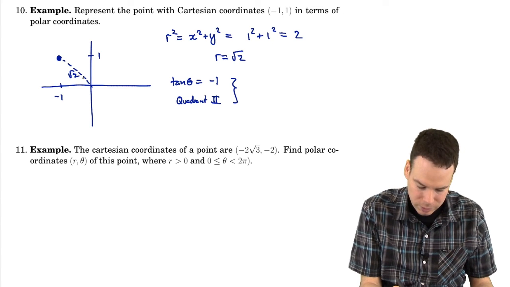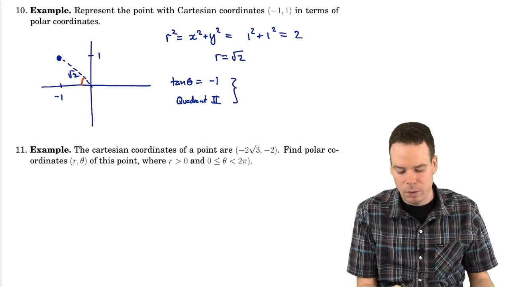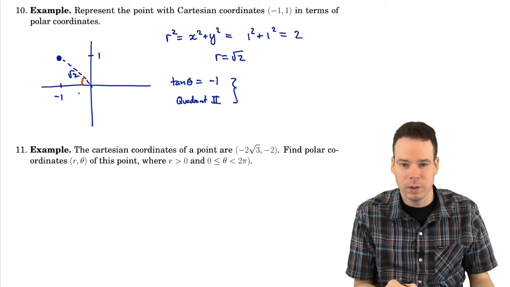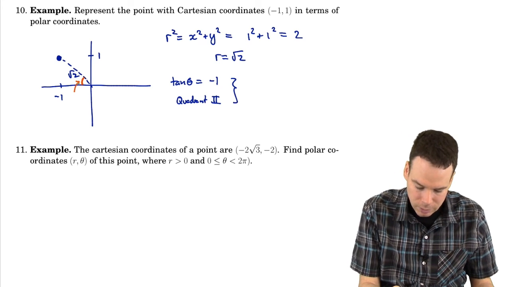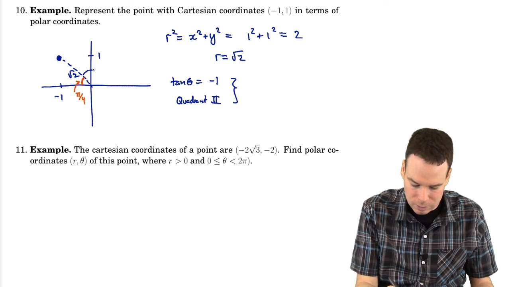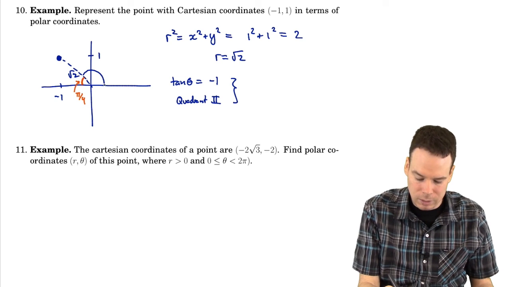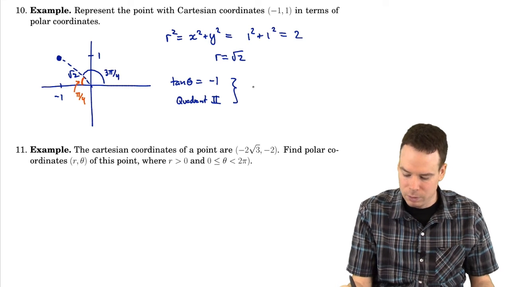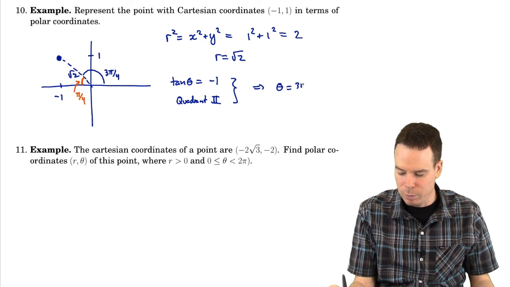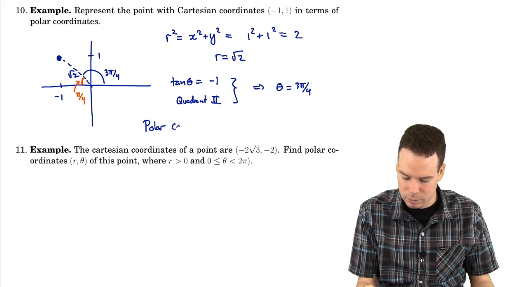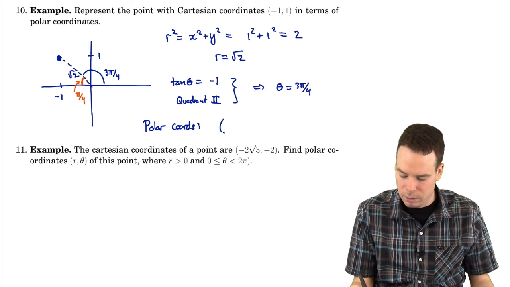Well, typically I would look at something like a reference angle here. What's this reference angle? Now I've got a little triangle whose height is 1 and whose base is 1. So I know that that angle there is pi by 4. So the angle I'm really interested in is this one here, which is pi minus pi by 4, or in other words, 3 pi by 4. So that's our angle, 3 pi by 4. And so our polar coordinates are √2 and 3 pi by 4.